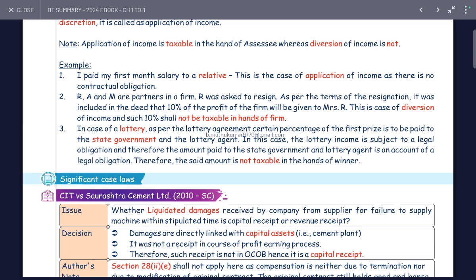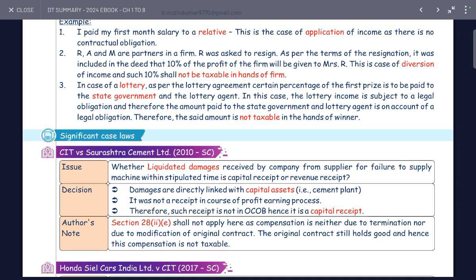Ram and others are partners of the firm, and as per the terms of the partnership, it was included that 10% of the profit of the firm will be given to the sir. In this case, it is deviation of income and that 10% shall not be taxable in the hands of the firm. In the case of a lottery, as per the lottery agreement, a certain percentage of the first prize is to be paid to the state government and the lottery agent. In this case, the lottery income is subject to a legal obligation, and therefore the amount paid to the state government and the lottery agent is on account of the legal obligation. Therefore, it is not taxable in the hands of the winner.